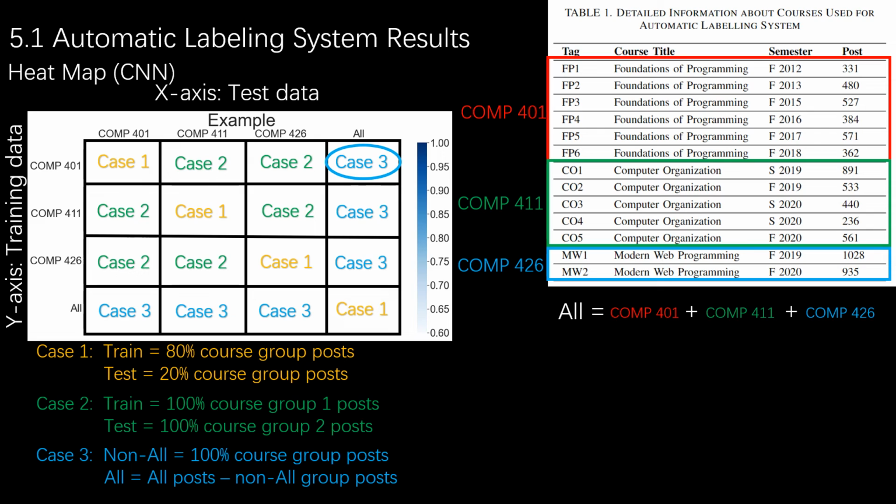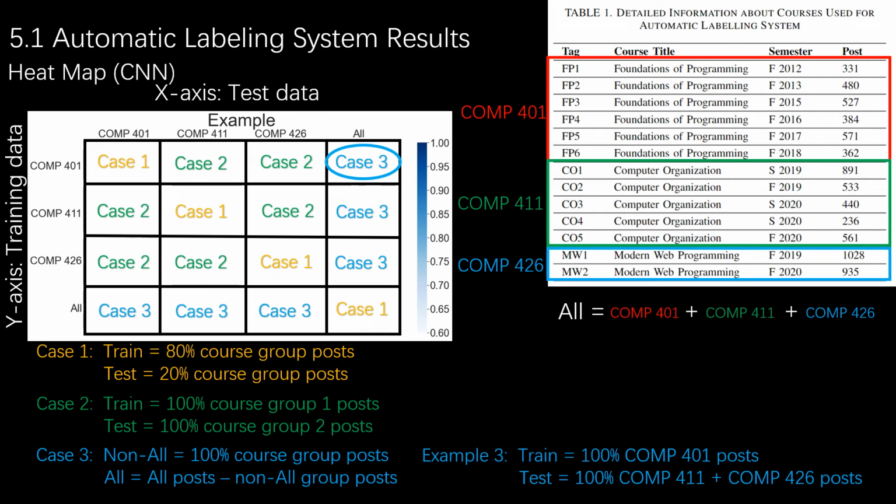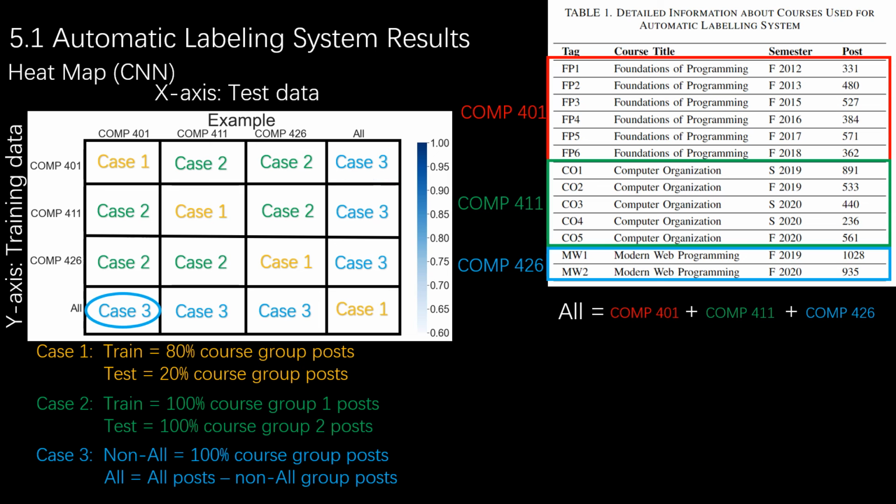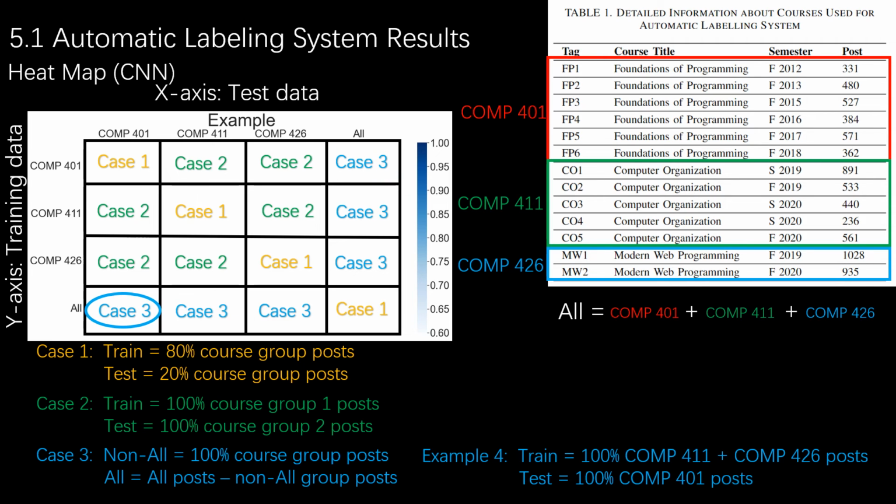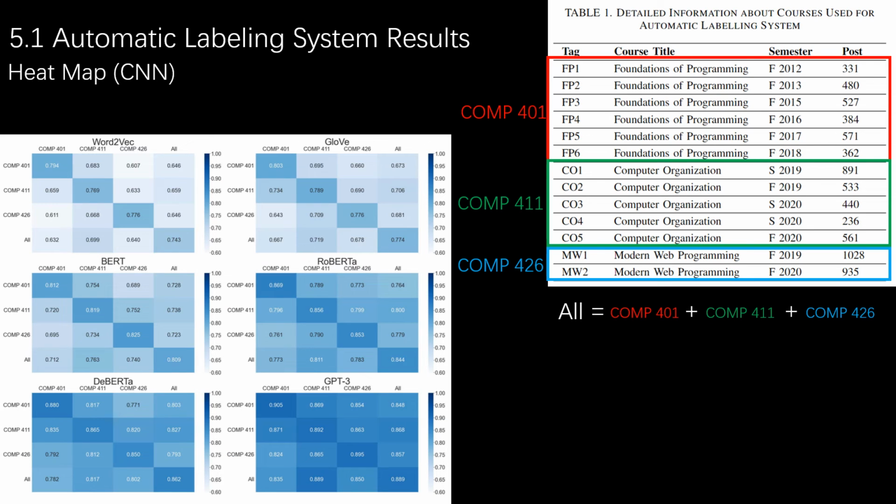For example, for the scenario in the blue circle, the training data is of the Comp401 posts, and the test data is of the Comp411 and Comp426 posts. On the other hand, in the bottom left corner, the training data is of the Comp411 and Comp426 posts, and the test data is of the Comp401 posts. This is the actual result of all language models.